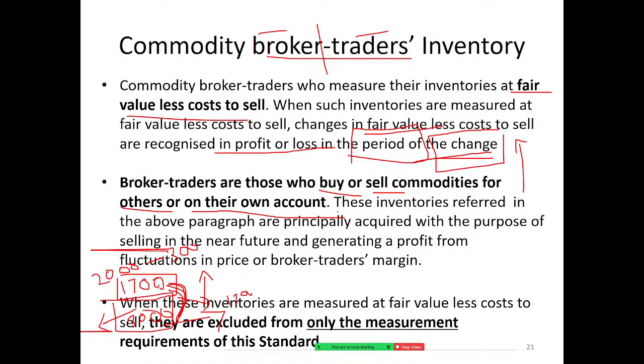So when these inventories are measured at fair value less cost to sell, they are excluded from only the measurement requirement of the standard. So this standard will be applied. There's another standard called agriculture undertakings, so it has a separate standard. So this standard will be applied only for the measurement requirement, right? Only measurement requirement. How to measure those agricultural inventories? For that purpose only, we use LKAS 2.